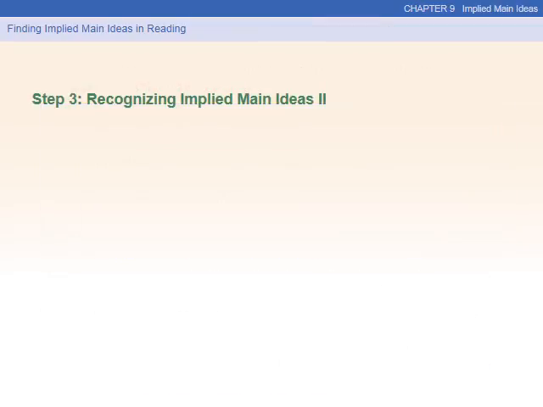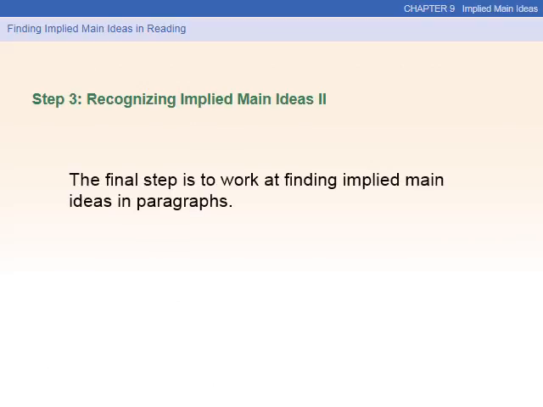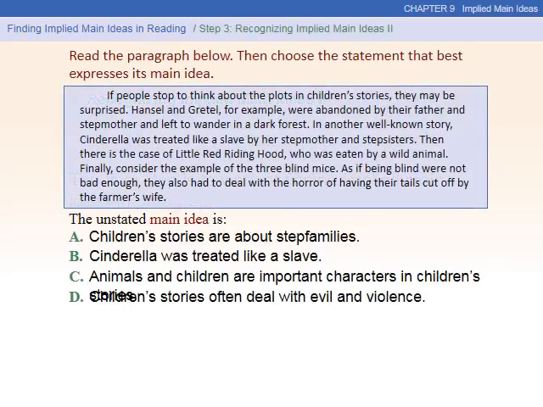Okay. So moving on. The final step is to work at finding implied main ideas in paragraphs. So obviously this is going to be more difficult. Let's take a look at this paragraph. This paragraph is on page 365. Let me go ahead and read it, and then we'll look at the unstated main idea choices.